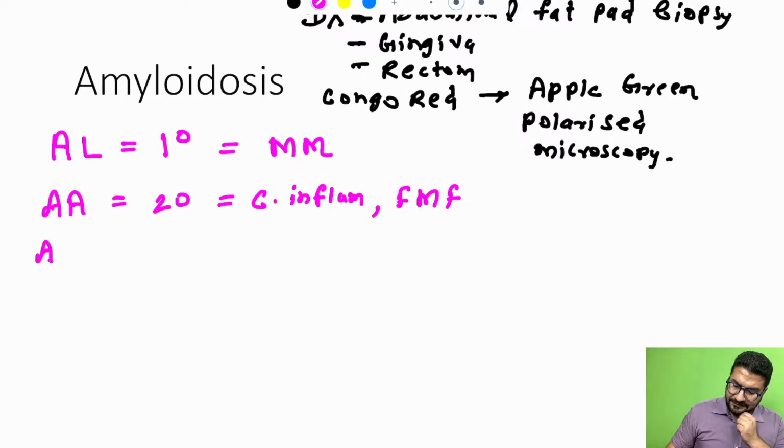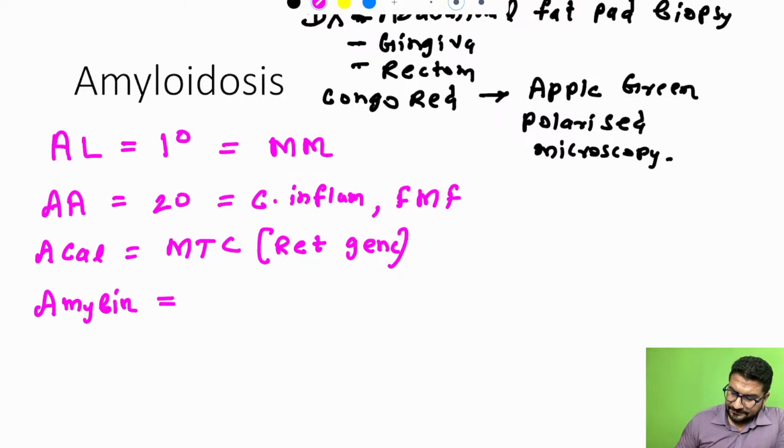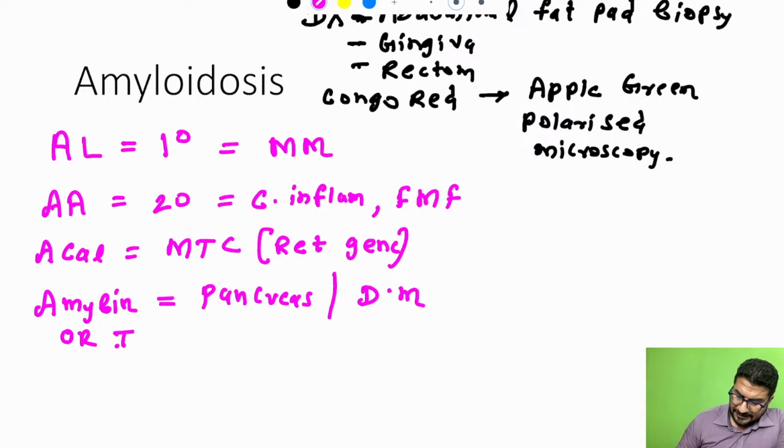Next type is called A Cal type. It is seen in MTC, medullary thyroid carcinoma, and MTC occurs due to RET gene mutation. Then we have amyloid called amylin. Amylin is seen in the pancreas, or they can ask you, it is something which we see in diabetes. Amylin is also called islet associated pancreatic polypeptide.